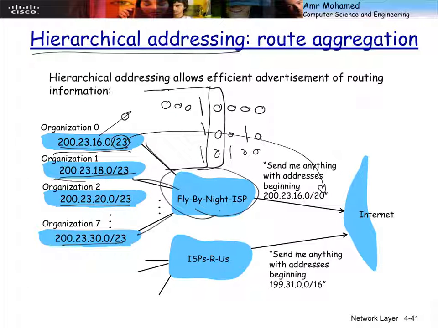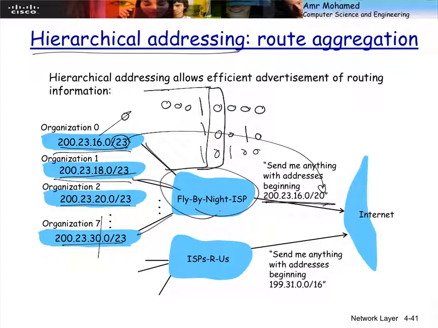So instead of sending, like, 7 different route information for each of these networks, I send one route information to the internet, and whoever wants to send to any of these networks, the IP address will match this part. The IP address will match this address with the prefix, with the new prefix.